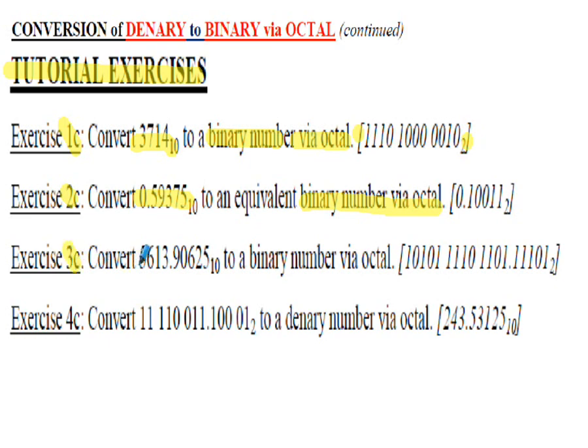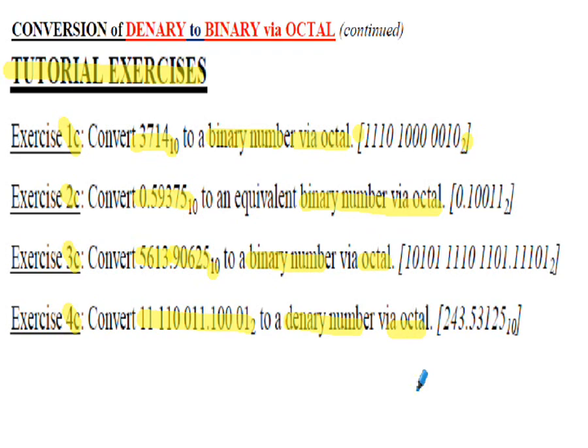Exercise 3c wants you to convert the real number 5613.90625 in base 10 to a binary number via octal. Again, that will involve the processes from exercises 1c and 2c to work out this real number conversion. And exercise 4c gives you a binary number and wants you to convert that into a denary number via octal. That will be reversing the process.